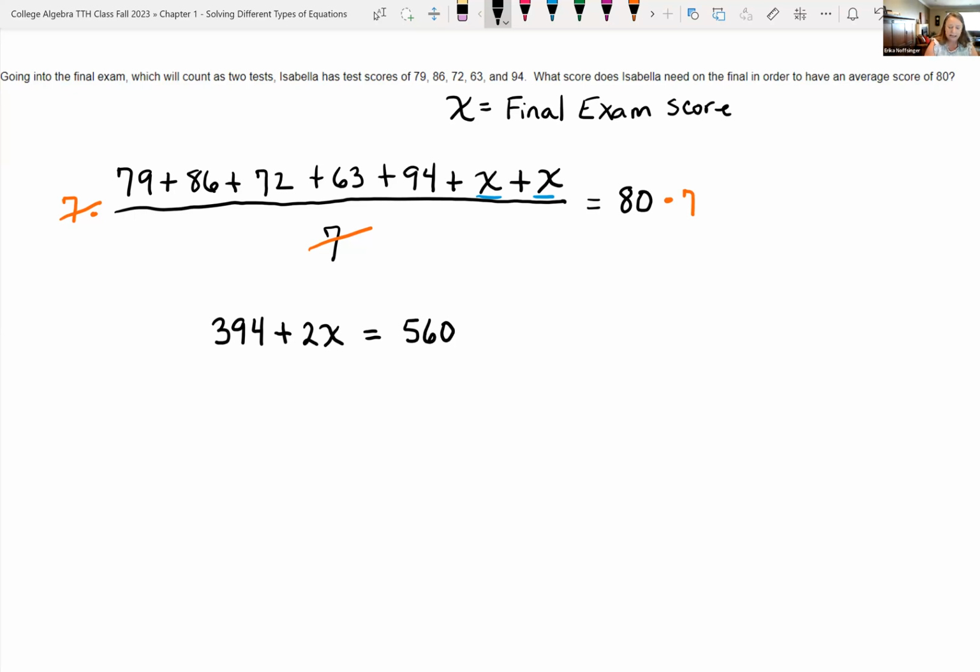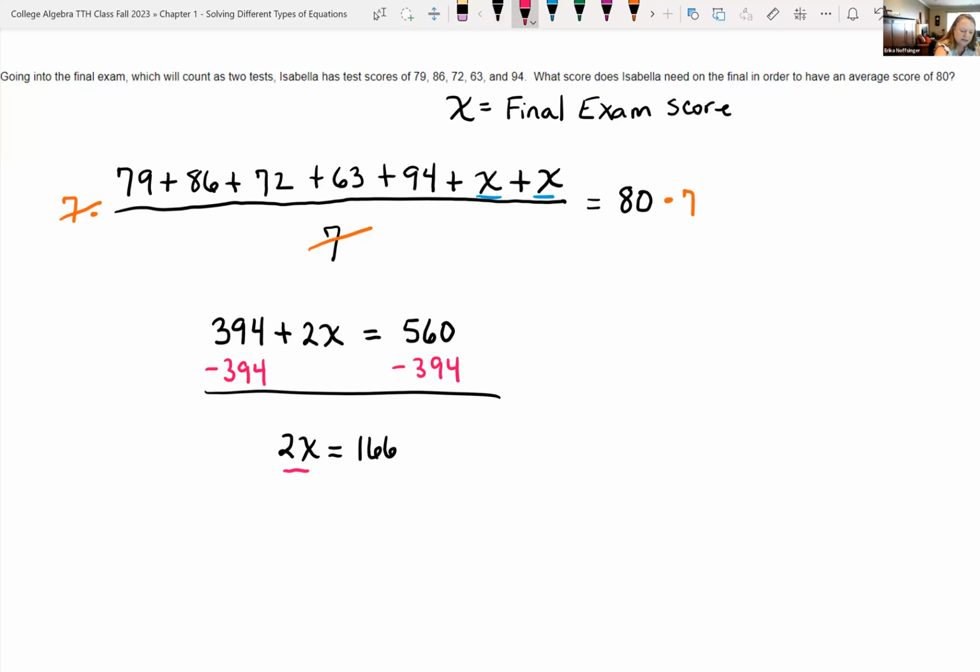So we want to isolate the term with the X by itself. So let's subtract 394 from both sides of the equal sign. Doing so, we're left with 2X is equal to 166.